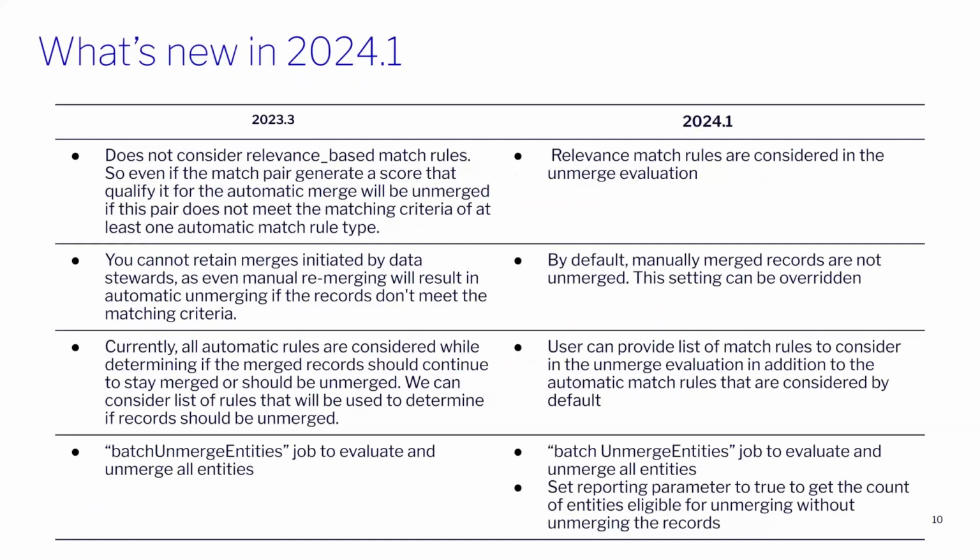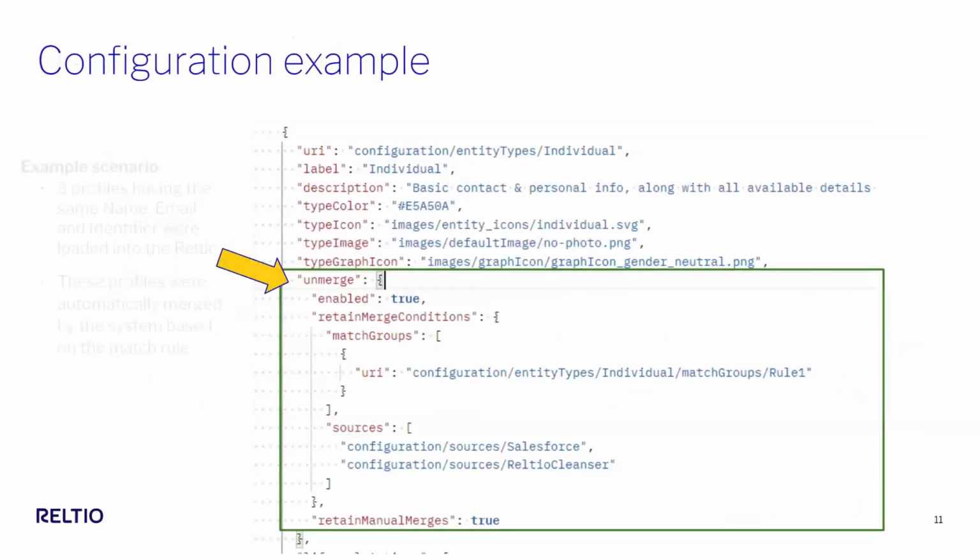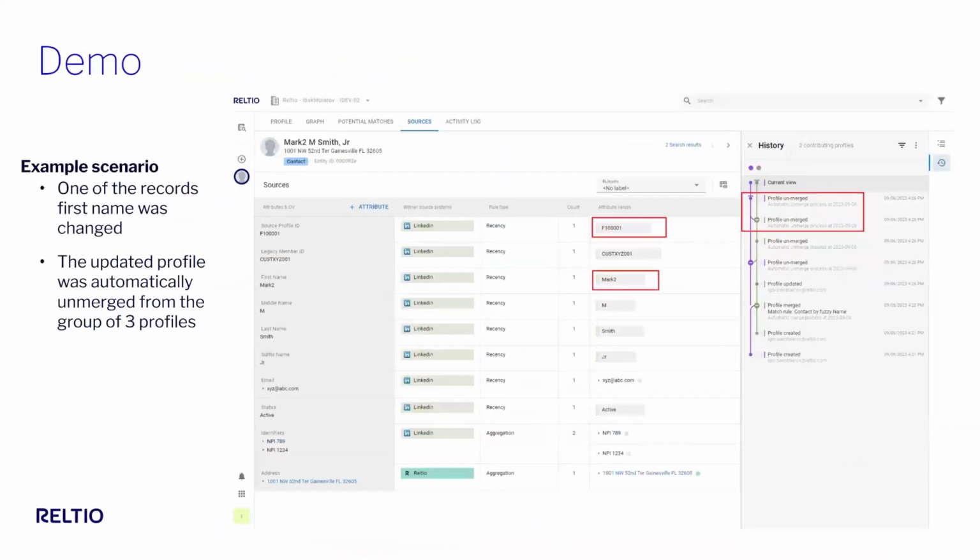We talked about what we have improved. We started with 23.3, which unmerges everything that does not meet the automatic merge rule. Now we have introduced a lot of controls, such as manually merged records not being unmerged by default. We talked about this, we looked at it, and we had a demo.